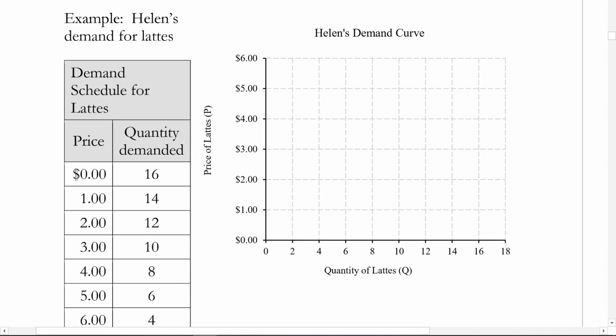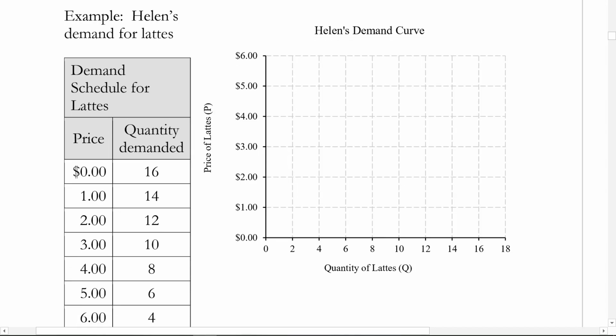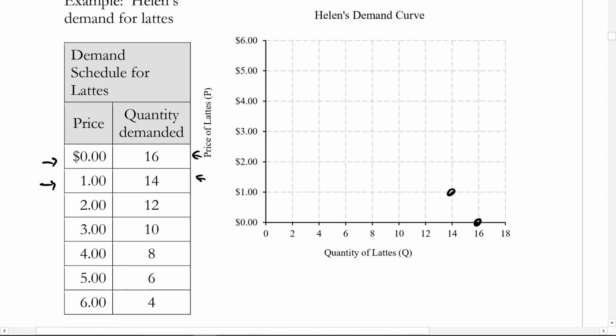So if we take this coffee example, Helen's demand for lattes, just a singular demand curve. At low prices, we have really high quantity demanded. So at a price of 0, Helen is taking 16 coffees. At a price of 1, Helen is taking 14. We continue on down until we have a price of 6. Helen wants 4 coffees. So if we were to plot all of those, we get this demand curve for Helen. So this is Helen's demand for coffee.